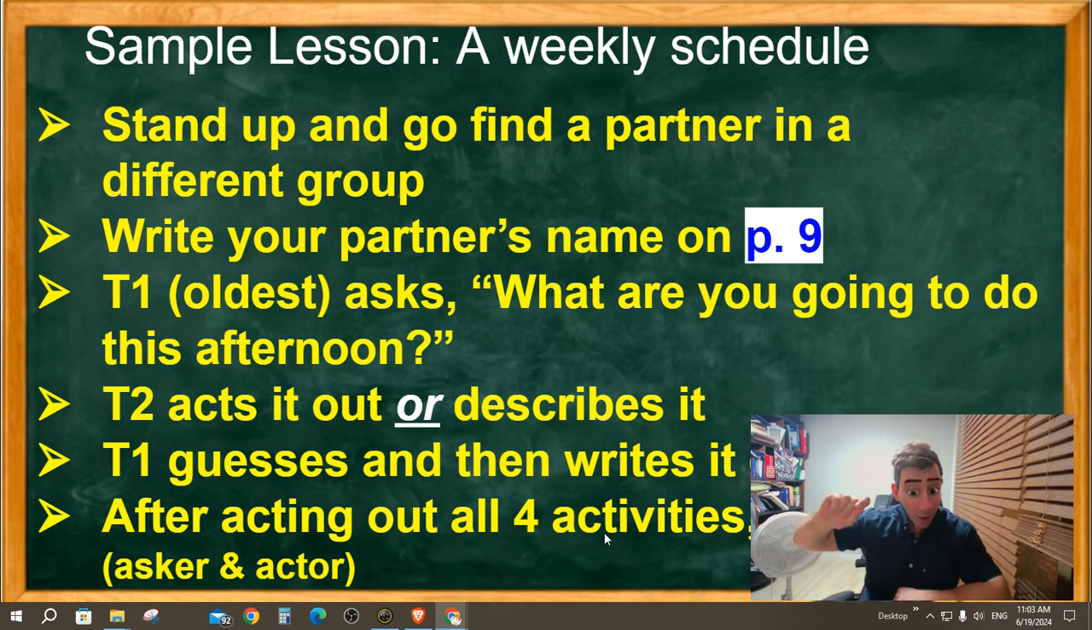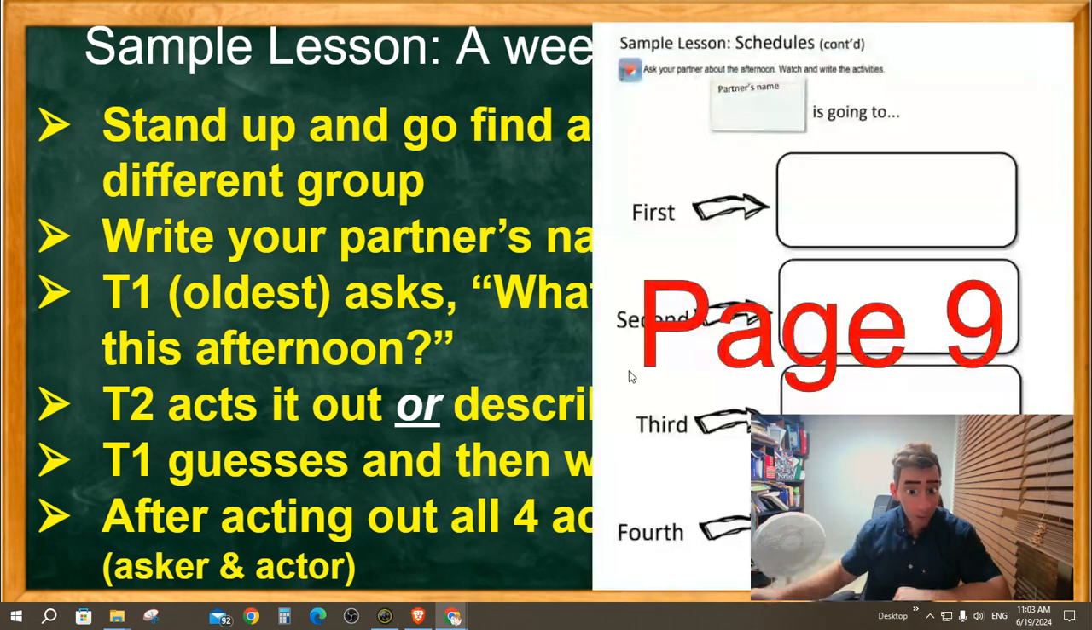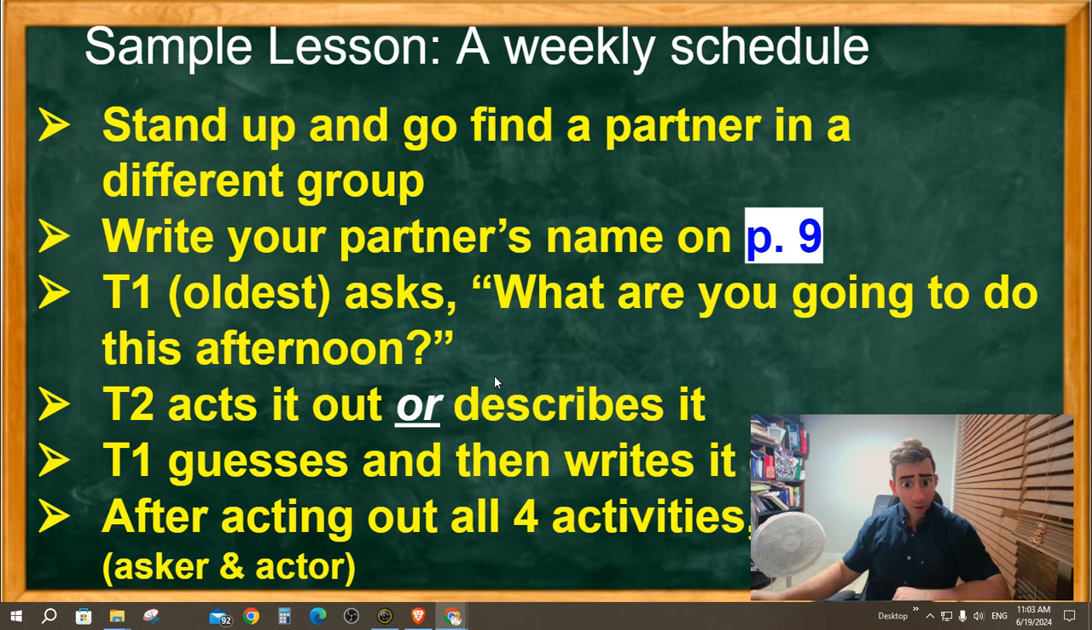You're going to write your partner's name at the top of page 9. Partner's name. Now, the older partner is going to ask, what are you going to do this afternoon? And the younger partner is going to act it out or describe it in words. So the older partner then will guess and write it down. Now, after doing all 4 activities, you switch. So the answerer becomes the asker, and the asker becomes the answerer.